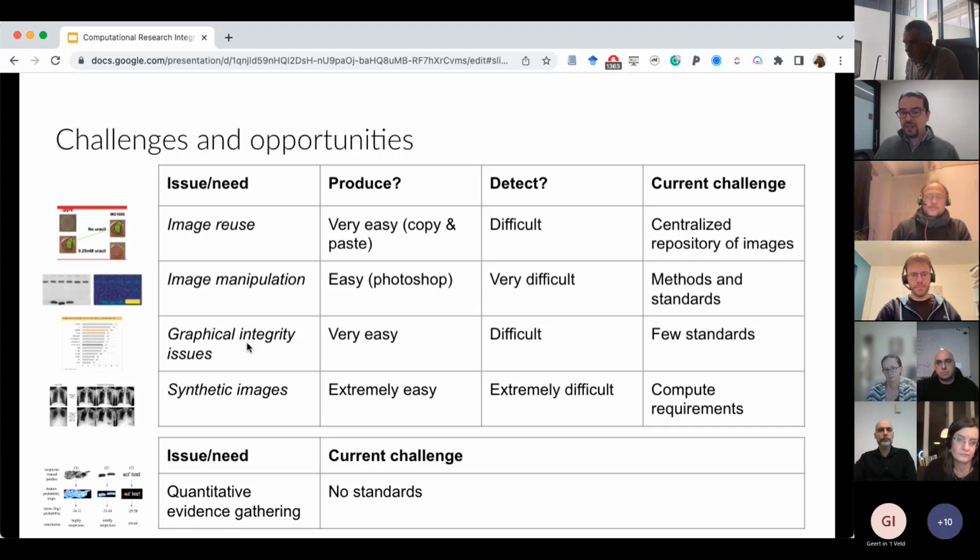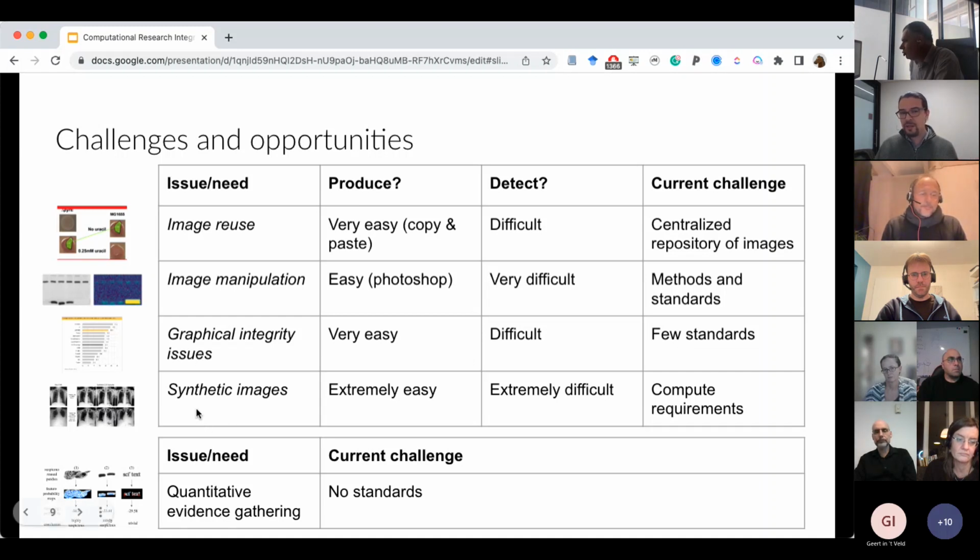Graphical integrity issues are very easy to produce. We see it all the time in news channels, and it's very easy to just use Excel or something to start your graph from a specific place. It's very difficult to detect, however, because you need to parse the images. You need to parse the figures, and that's very difficult for machines to do. And there are practically no standards. We have journal standards for graphical integrity, but editors and reviewers are not really trained to do this.